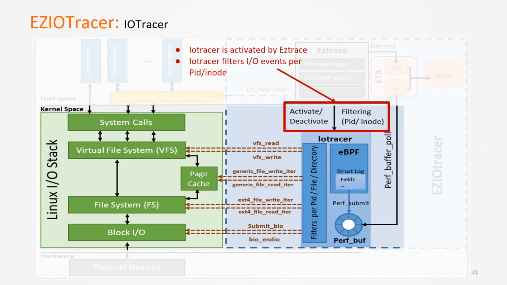IOTracer offers two different filtering methods. The first one is based on filtering by PID, and the second one is based on filtering by file or directory inode. For example, activating a filter by PID forces IOTracer to record only the events initiated by the process given by its PID.